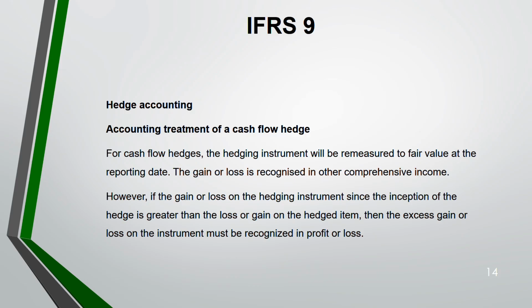Then that excess amount, gain or loss, will be recognized in profit and loss, only to the amount equal. See, the loss of the hedged item and the gain of the hedging instrument, the equal amount, 50-50, will be recorded in other comprehensive income, but anything in excess beyond that will be recorded in profit and loss. This is for cash flow hedge. Of course, you have to do calculations, which I have done in my IFRS 9 lecture.